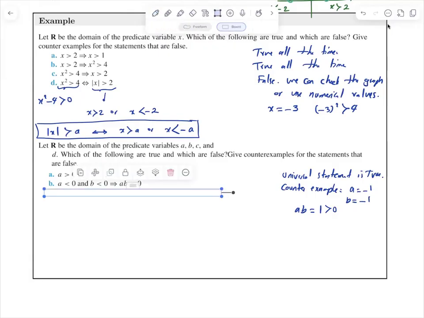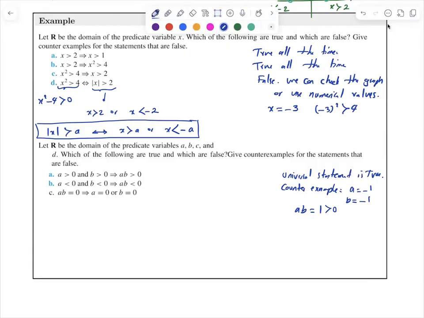Let's take a look at another one. It says if AB is equal to 0, then A is 0 or B is equal to 0. It says for all numbers like A and B, if their multiplication is 0, then at least one of them is 0. This statement is true all the time. So this is my A, my B, and C is true. You have a universal statement which is true.